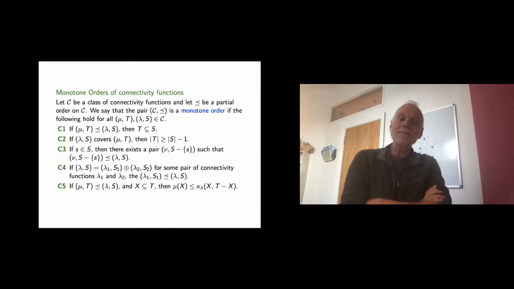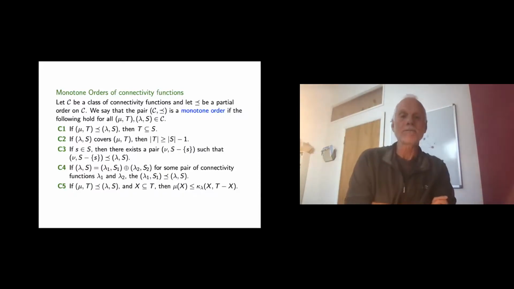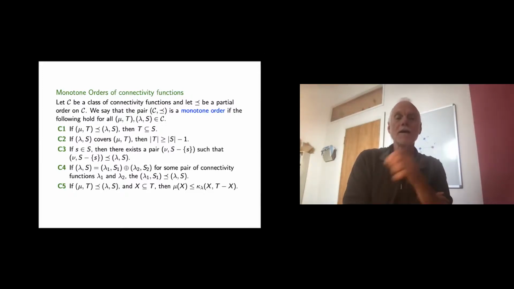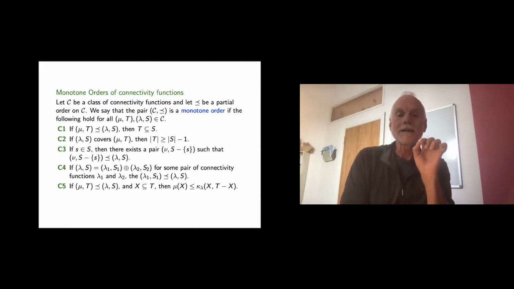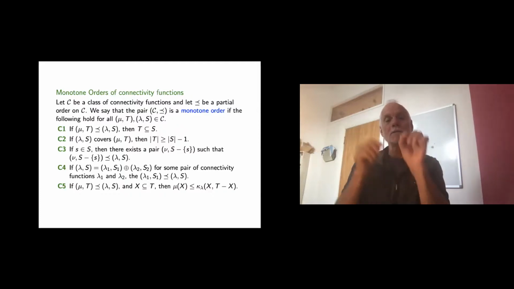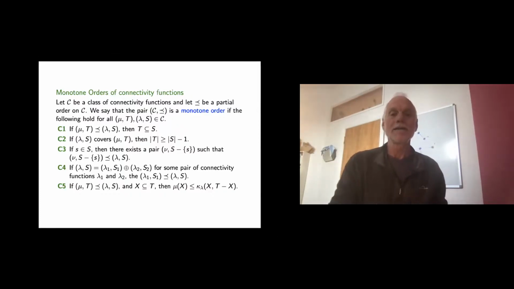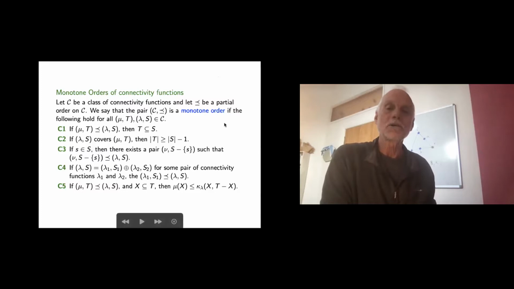But C5 is the interesting one. It says, if I'm telling you that mu_T is a substructure of lambda_S, and I'm looking at X as a subset of T, then what I've got to tell you is that mu(X) is less than or equal to kappa_lambda(X, T minus X). In other words, my value of the subset X in the smaller thing is at most the corresponding kappa value in the bigger thing. And that seems to me the absolutely important one. And why is that?